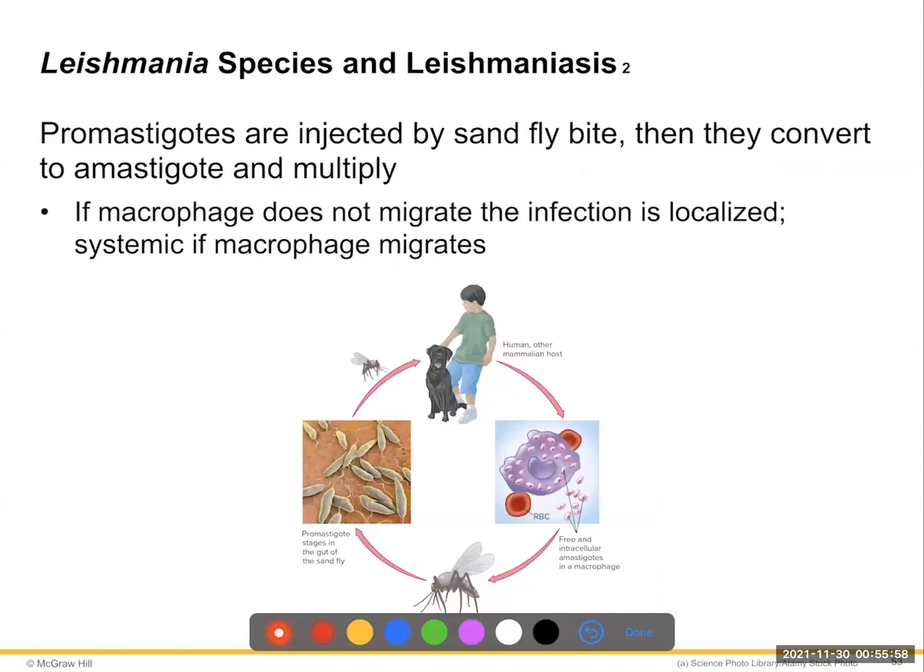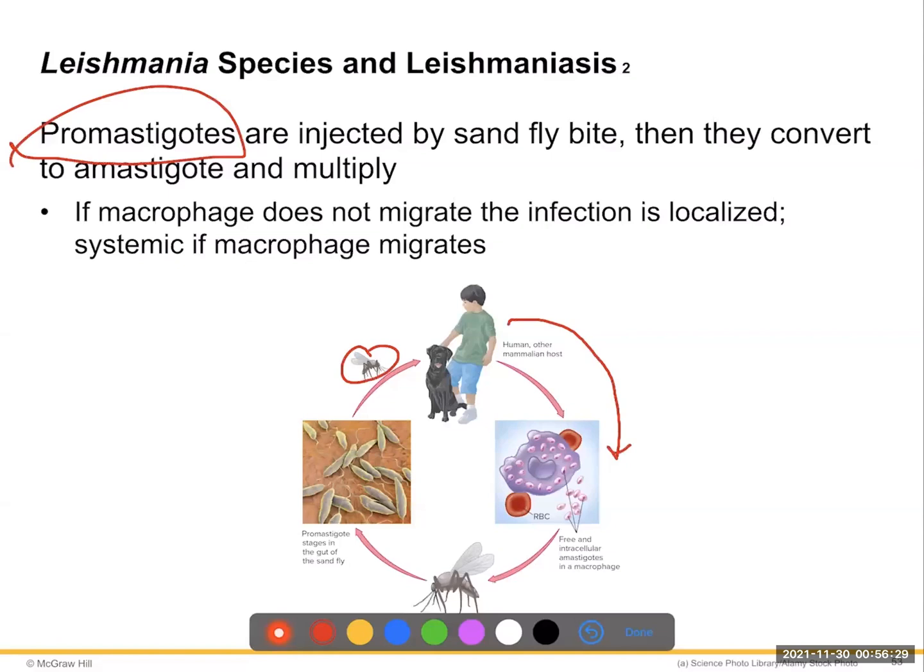Promastigotes are injected by the sandfly bite. They convert to amastigotes, and then they multiply. If the macrophage does not migrate, the infection is localized. It becomes systemic if the macrophage migrates. Here's your sandfly biting a person, human or other mammal. Macrophages absorb the promastigotes.